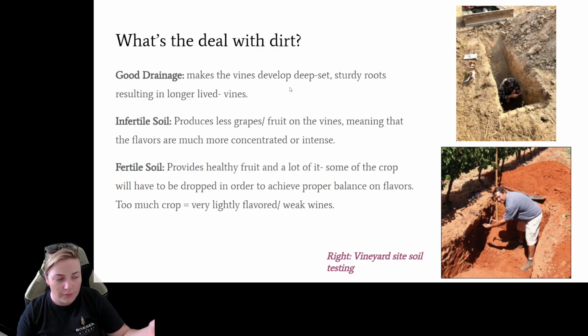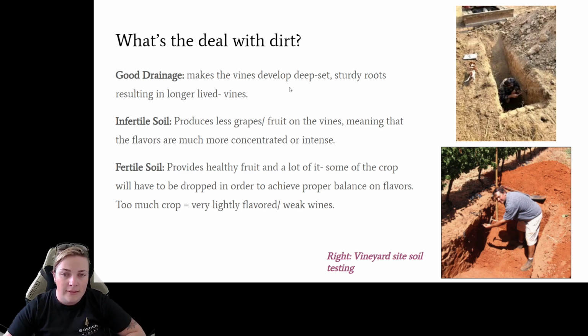So you have to go through, thin out maybe 50% of the clusters that are there, drop them before they start to ripen, and then what's left behind will ripen to what you need it to be. So that is a very important concept.